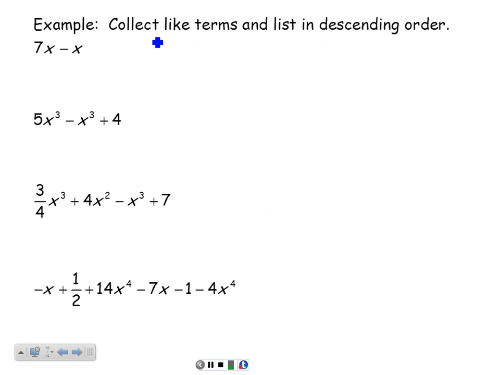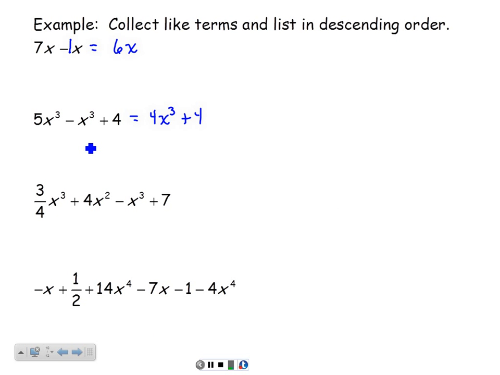Alright, let's try again. Collect like terms and list in descending order. Here we have 7x minus 1x. Remember there's a 1 here. 7x minus 1x is going to be 6x. And then we have 5x to the third minus 1x to the third, which is going to be 4x to the third. And I don't have anything to combine with that 4, so we're just going to bring it over.